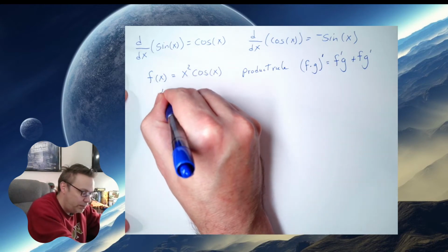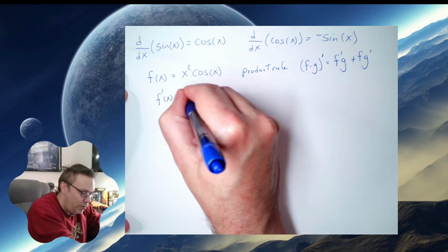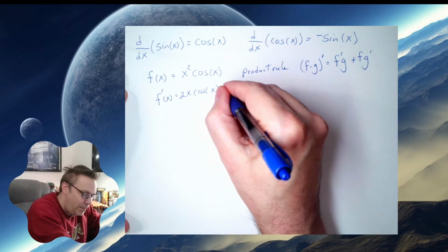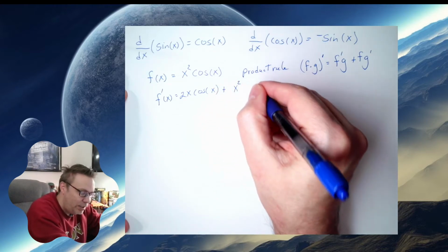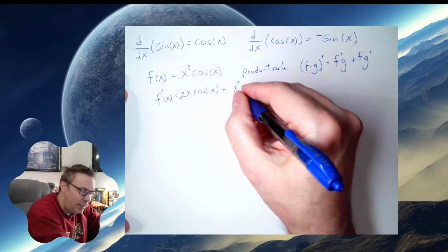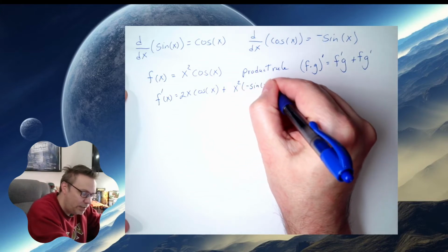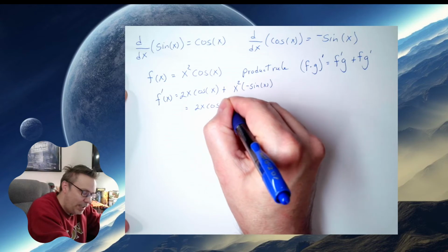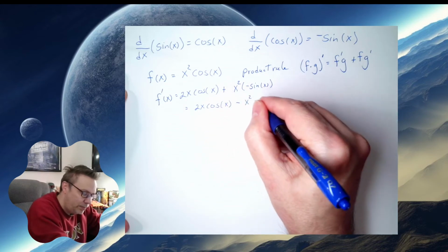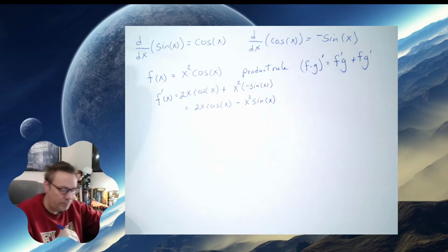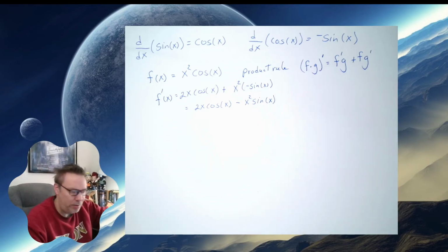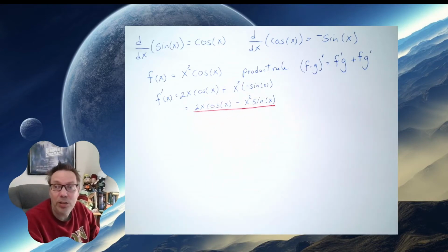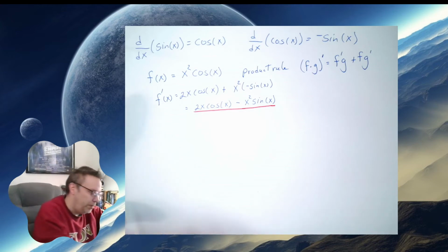The derivative of this product is the derivative of the first, leave the second alone. Then I'm going to add to this the first times the derivative of the second. Well, the derivative of second is negative sine of x. Now I can neaten this up a little bit and write it like this. And this particular part right here is the derivative of x squared times cosine of x. So let's try another one.